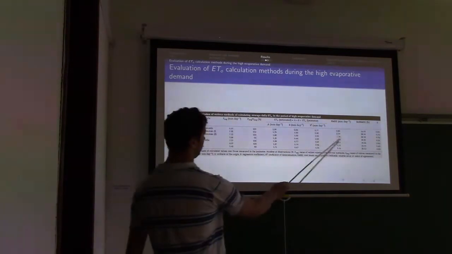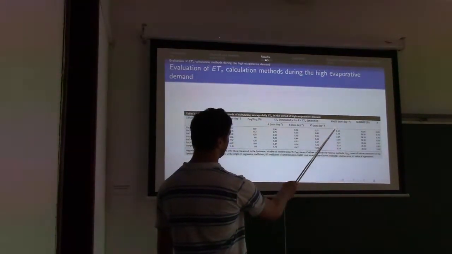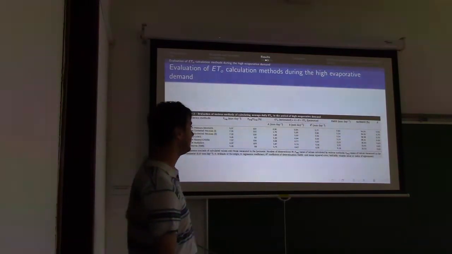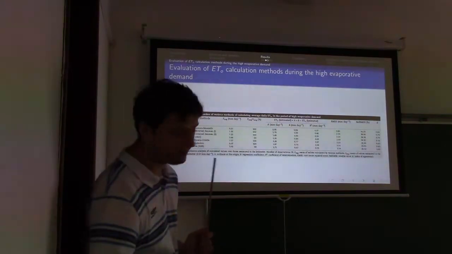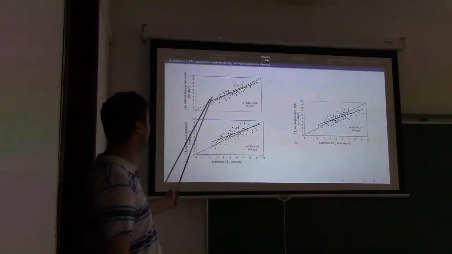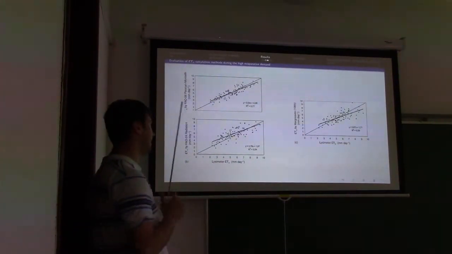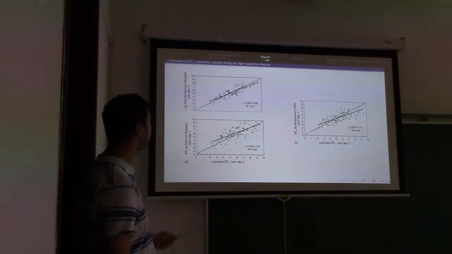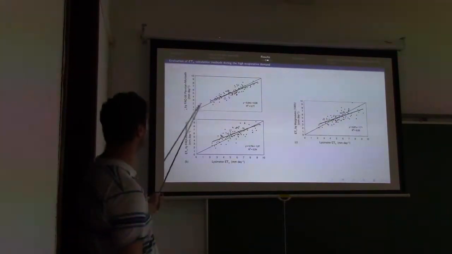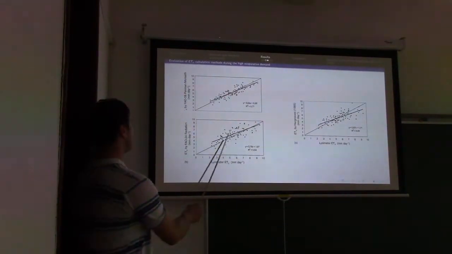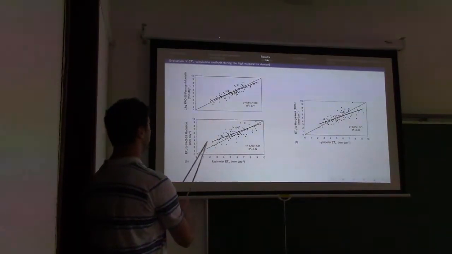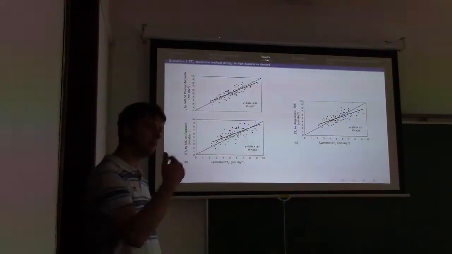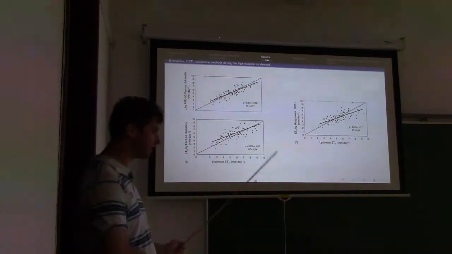We can see that the mean square errors are a little bit bigger this time, and the coefficient of determination is smaller. So in this picture we can see that the correlation between measurements and estimation is not as good as in the previous case, but it's still quite good for the Penman method. And we can see that the radiation method usually overestimates evapotranspiration. That is something similar to what we got for the entire year, where this method overestimates all the values.